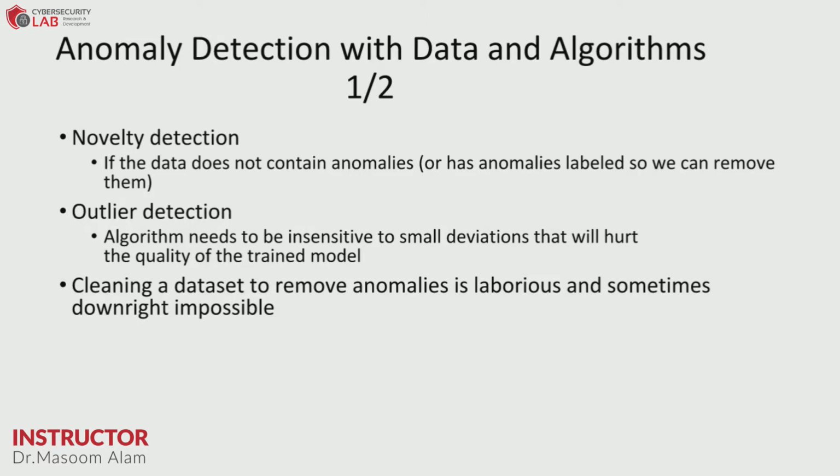Outlier detection, on the other hand, is more insensitive to small deviations that will hurt the quality of the trained model. So, in outlier detection, the dataset can have anomalies which are already present as well. Another important step in anomaly detection is to remove the anomalies, which is sometimes very laborious and downright impossible, because we have to clean the dataset of the anomalies.